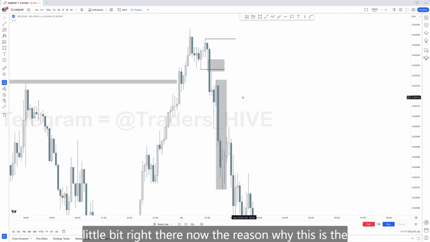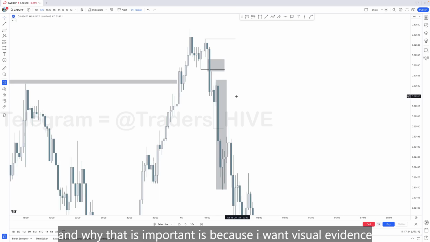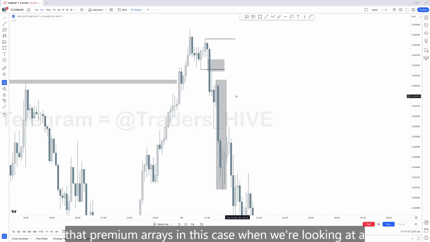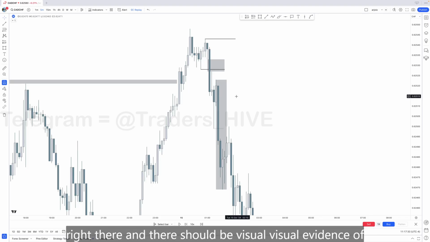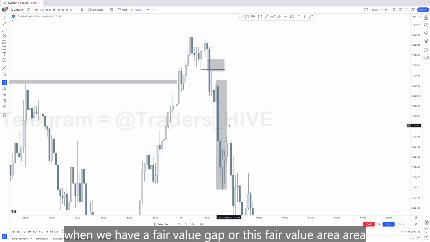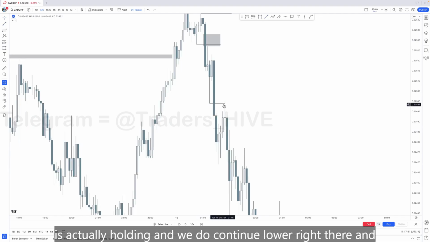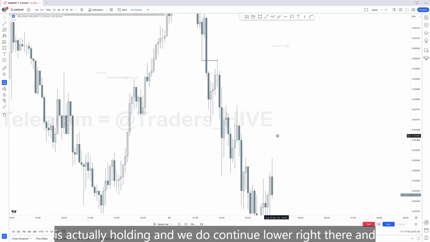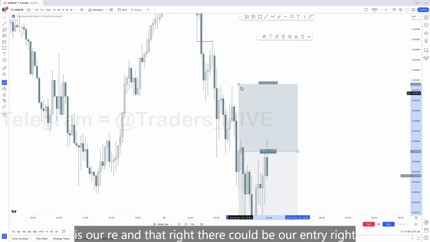Now, the reason why this is the thought process behind the sharp turn and the re, and why that is important, is because I want visual evidence that premium arrays, in this case, when we're looking at a bearish entry, are holding. If we're talking about a bullish entry, we should have visual evidence of discount arrays holding. So when we have a fair value gap, or this fair value area right there, and we have visual evidence right there that it is actually holding, and we do continue lower right there, and we create a new order flow leg, for example, right there, then that is our re, and that right there could be our entry right there.